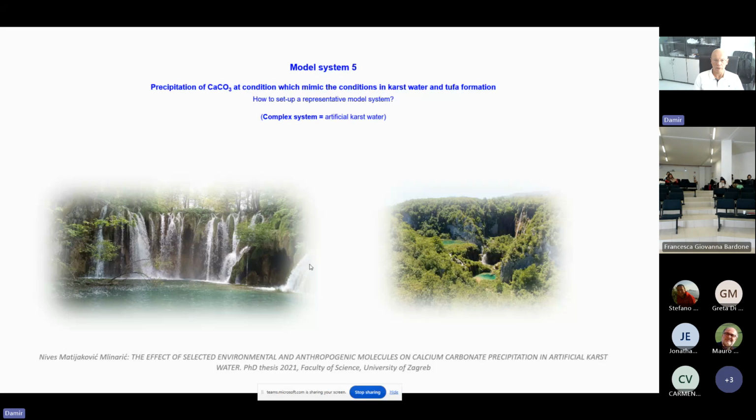Investigation of tufa in the field is very difficult because there are many parameters, biotic and abiotic, and it's difficult to discern the role of each of them. Therefore, we propose to make a relevant investigation in a laboratory. And for such investigation, you need to have a really representative model system. So that is our aim. And this system is very complex, you will learn later on. We call it a system of artificial karst water.